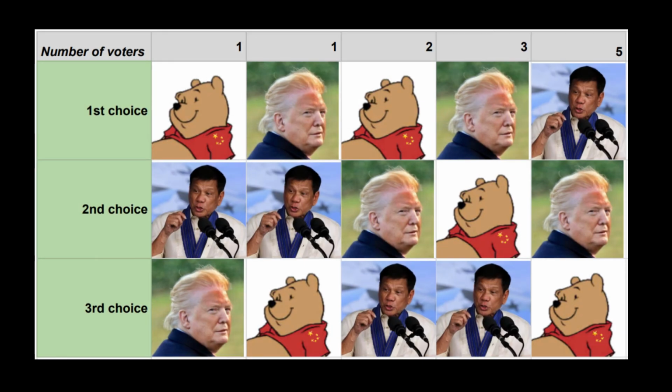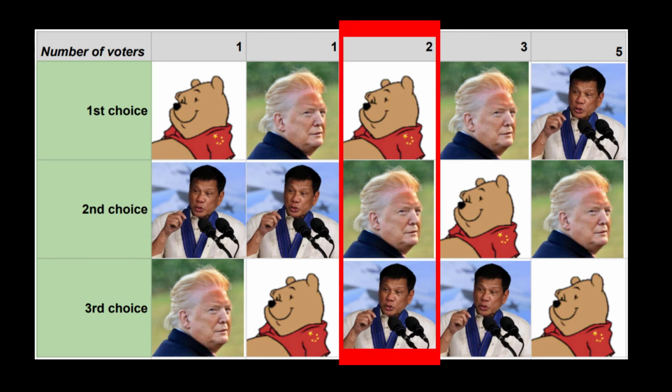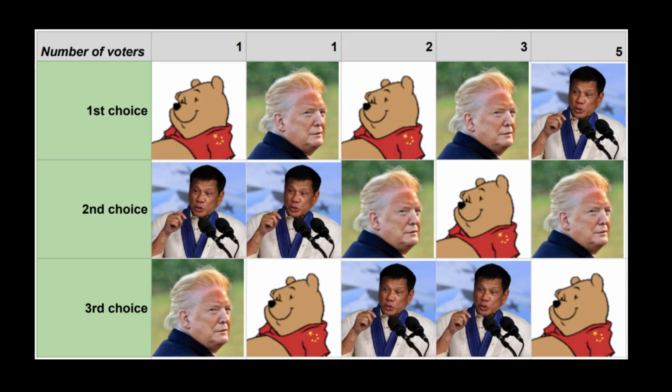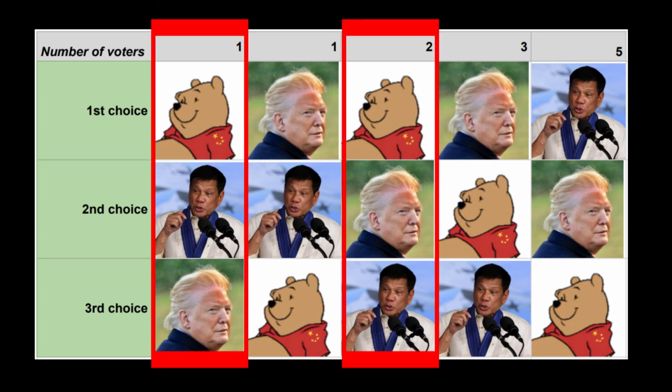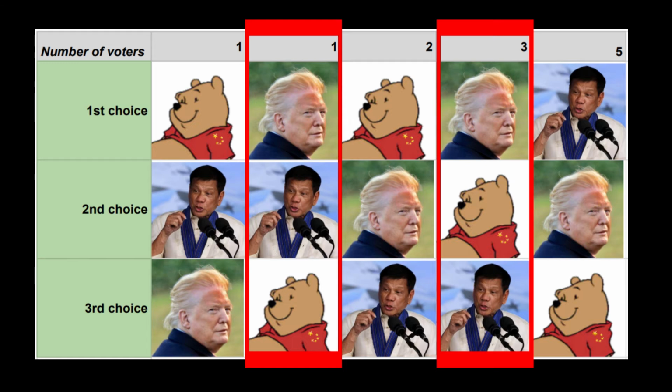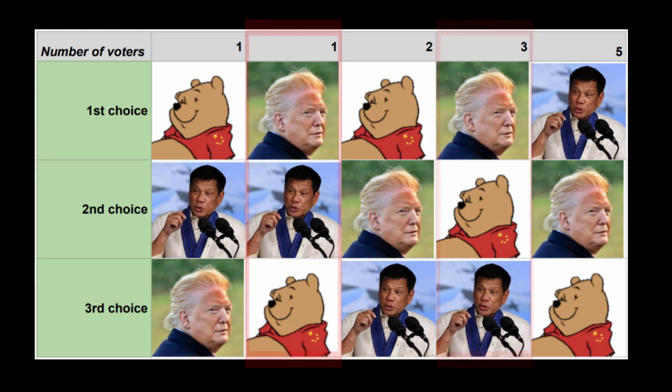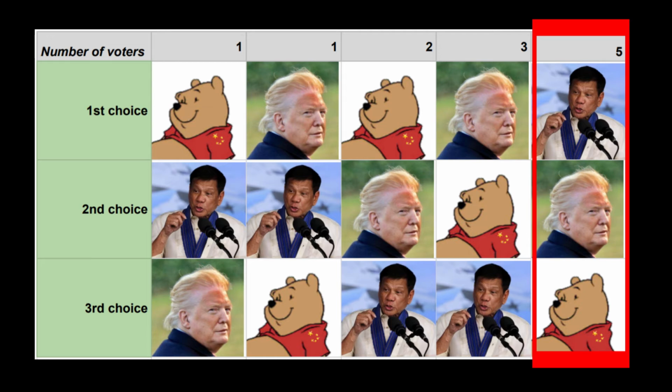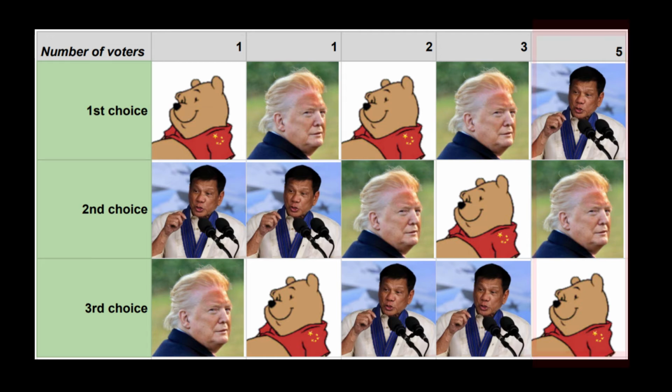This table represents the number of voters that choose a specific order of candidates. Over here, we can see that 2 voters have this specific arrangement for their preferences. In the plurality method, you simply choose the one with the most first place votes. In our example, we can see that Pooh has 2 plus 1 votes, making it 3. Trump has 3 plus 1 votes, making it 4. And Duterte has 5 votes, which gives him the win. Easy, right? But just like the other problem, most people think Duterte shouldn't have won. Which leads us to the other methods in voting.